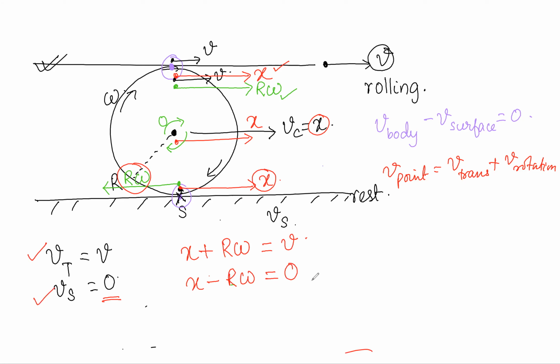Okay, so these are the equations. So you will write x is equal to r omega. We kind of expected this. So x is equal to r omega. Now you take this and you put it over here. So you will get 2x is equal to v, which means x is equal to v divided by 2. Did you get this? You got this?